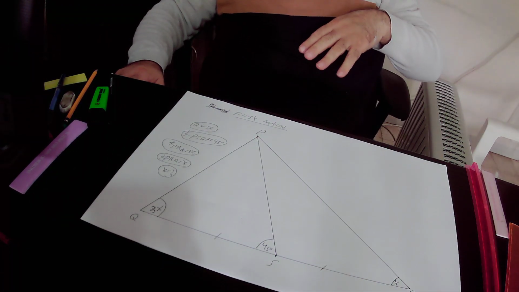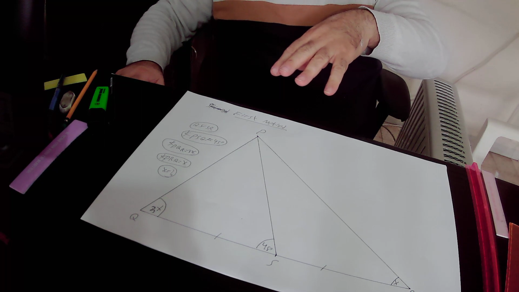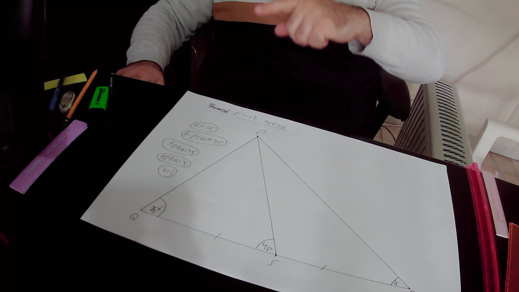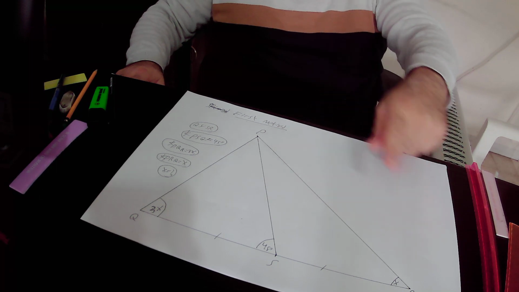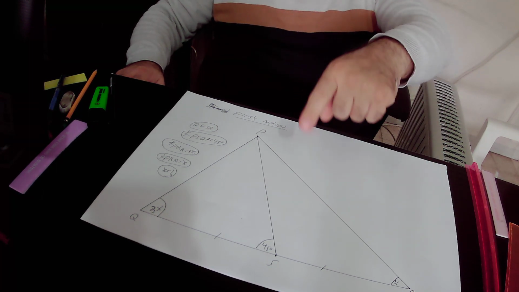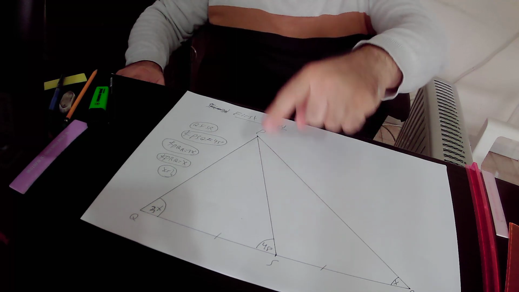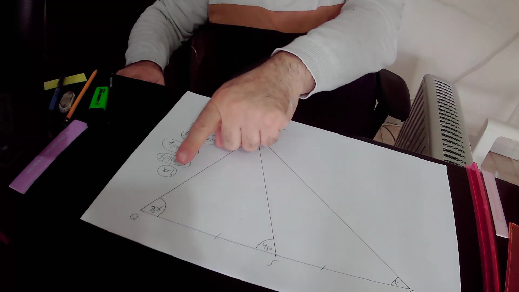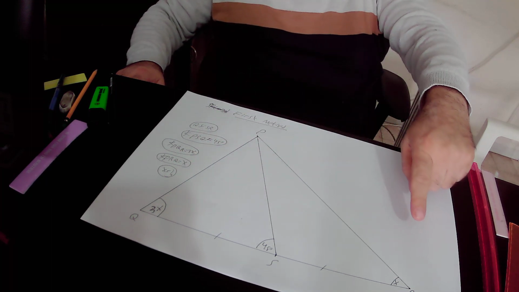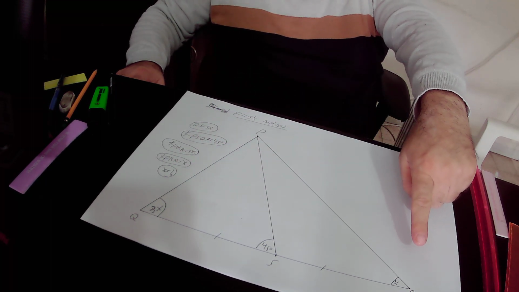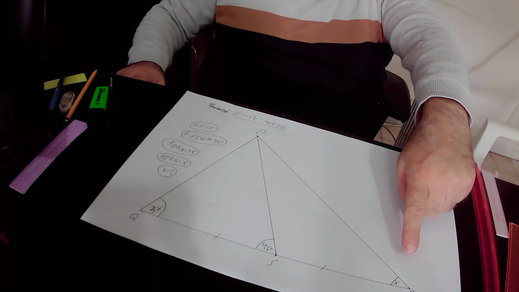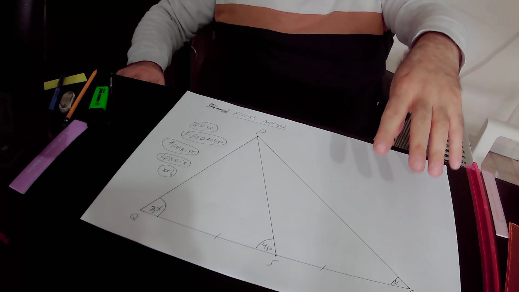Now, in this lecture, we'll find out the value of angle x in two different methods. In the drawing, we have triangle PQR. We know that QS equals SR. Angle PSR equals 45 degrees. Angle PQR equals 3x, and angle PRQ equals x, and we want to find the value of angle x.